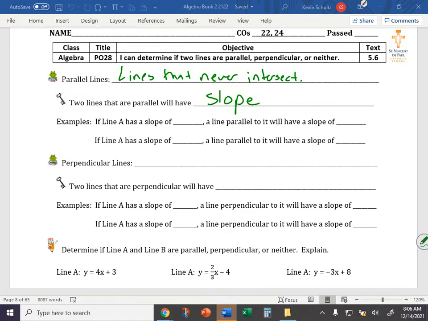If line A has a slope of 2/3, a line that is parallel to it will have a slope of 2/3. Or 4/6, or any fraction that's equivalent to 2/3, right?